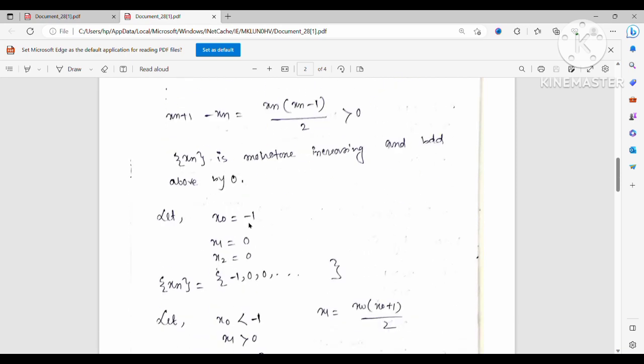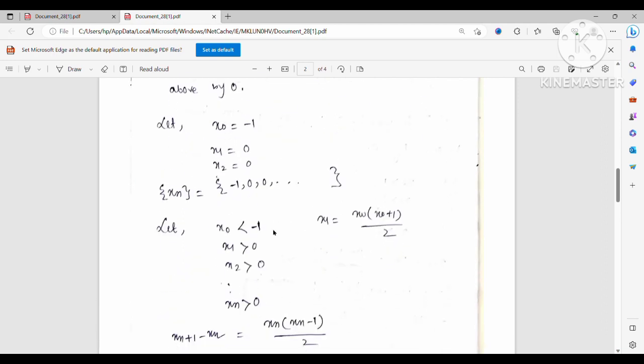Now assume that x0 equals minus 1. Then x1 equals ((-1) square minus 1) divided by 2, which is equal to 0. So x1 equals 0, and whenever x1 equals 0, then x2 equals 0, whenever x2 equals 0, x3 equals 0, and so on. So xn becomes the sequence -1, 0, 0, and so on, which is eventually the constant sequence 0, so definitely xn is convergent.